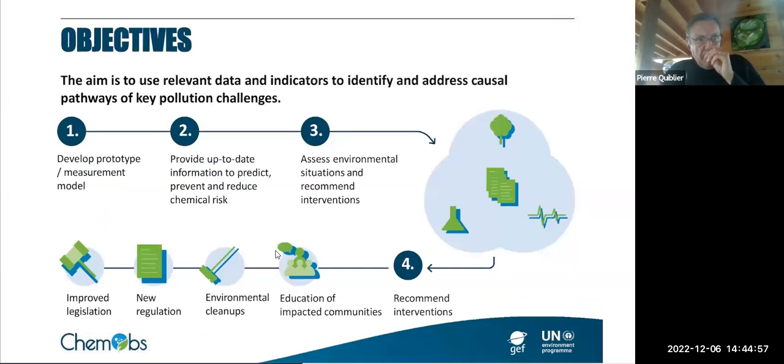So the objective of the ChemOps is to use relevant data and indicators to identify and address causal pathways of key pollution challenges. So it is to develop and prototype some measurement models to provide up-to-date information to better predict, prevent, and reduce chemicals risks, to assess the environmental situations and recommend the interventions to be made, to further educate the impacted communities, to finance environmental cleanups needs, to develop and finance new regulations, and to improve the legislations.